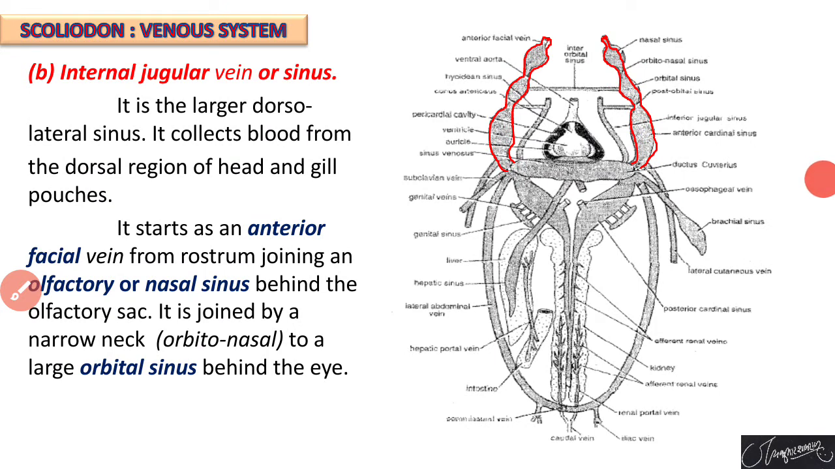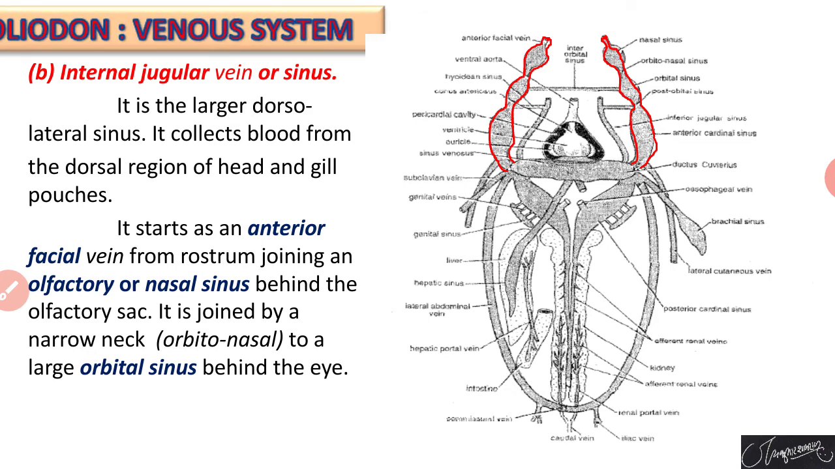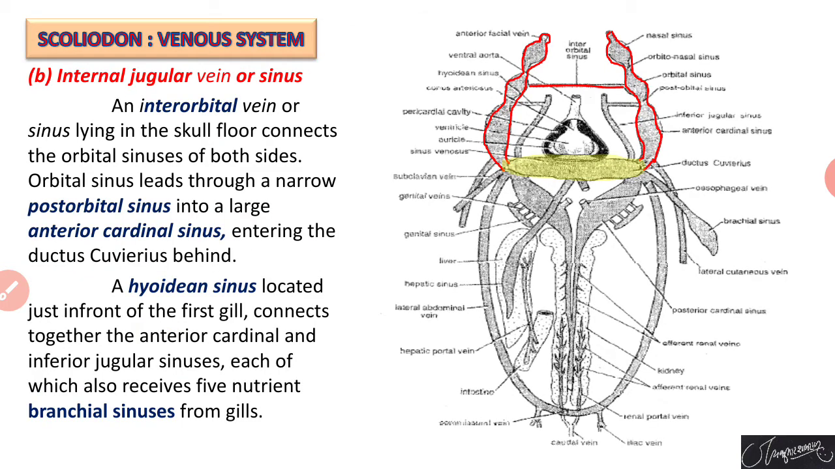So these are some branches related to the internal jugular vein or sinuses. On the next slide, we can also find something about this internal jugular vein or sinuses, which are already discussed. There are some branches like the interorbital vein, which connects two orbital sinuses, then the orbital sinus, the postorbital sinus, and the anterior cardinal sinus, and all these then open into the ductus cuvieri. Also, there is a branch called the hyoidian sinus.